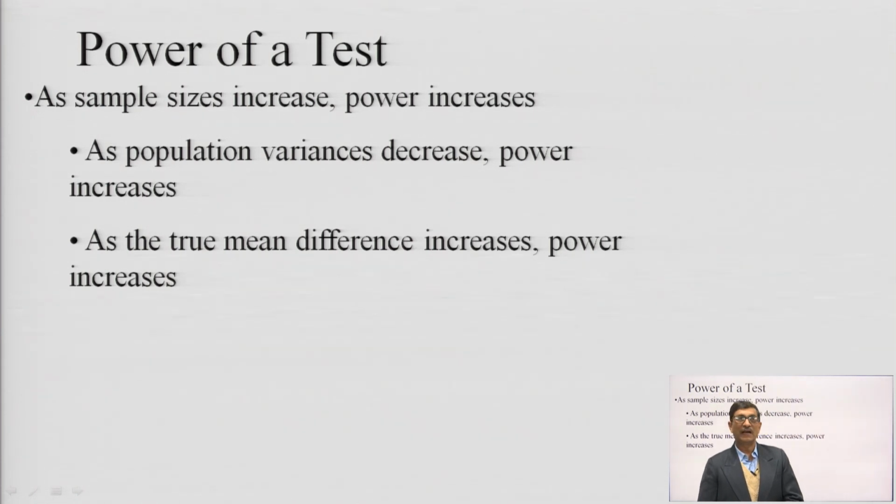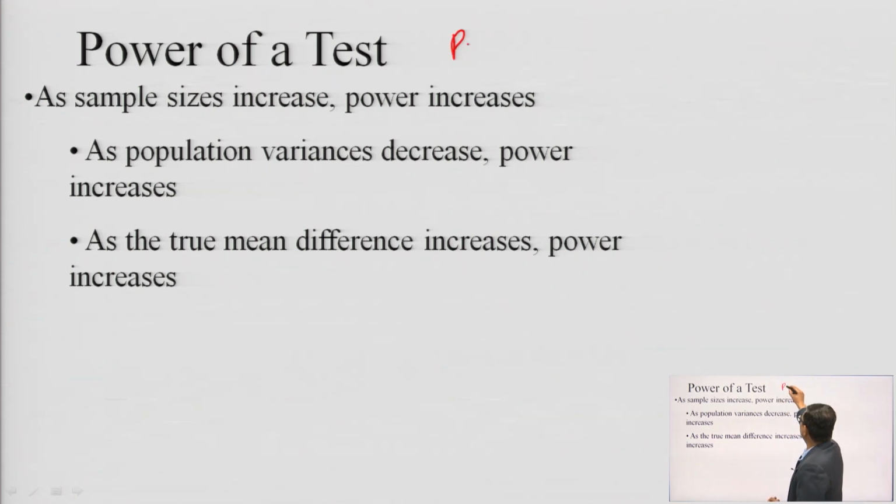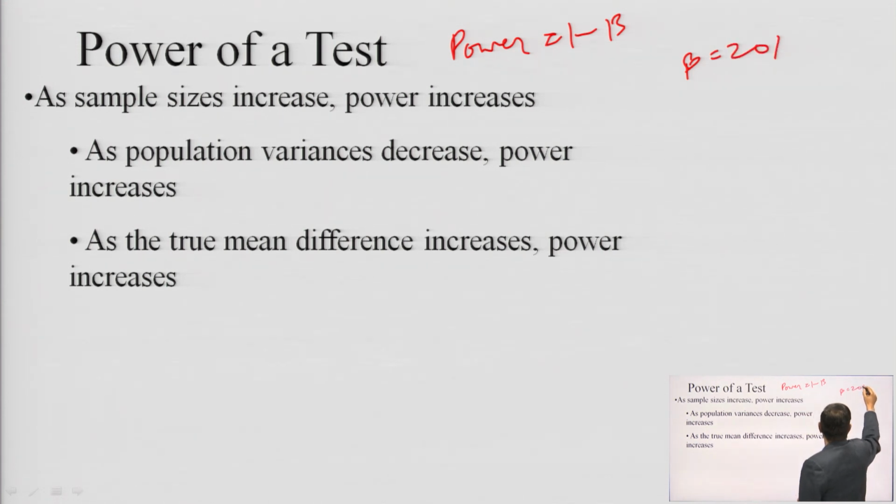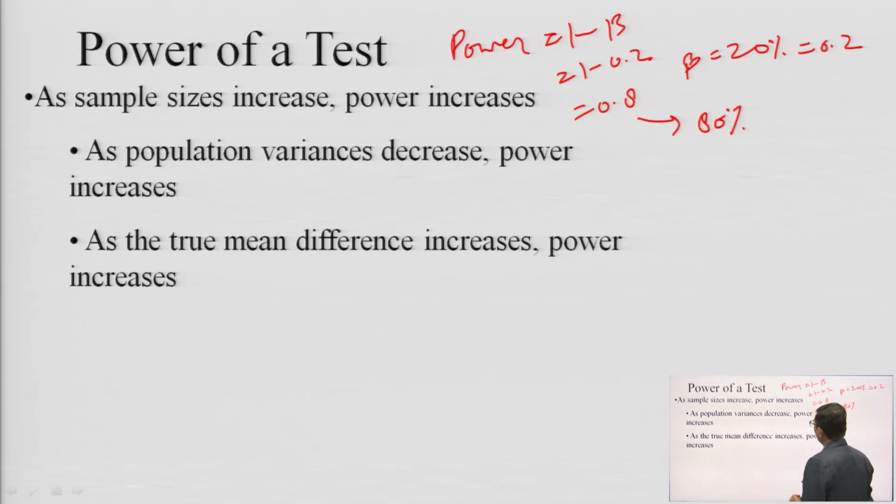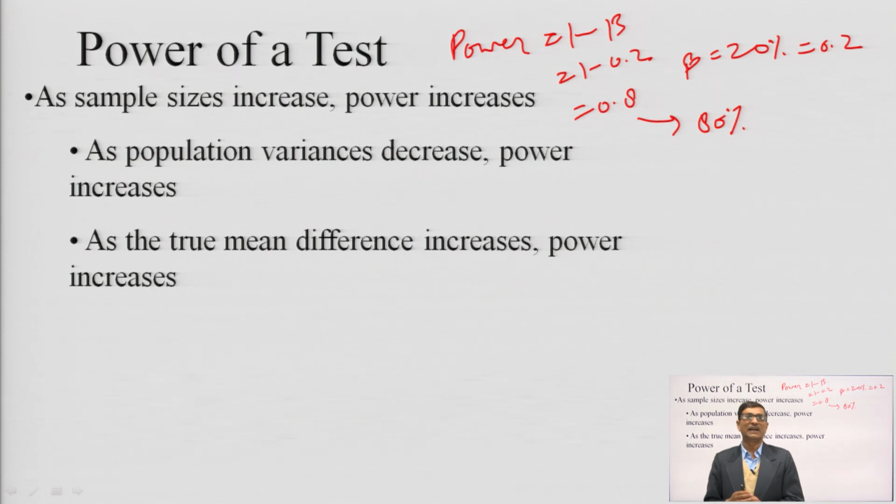As the sample size increases, power increases; as population variance decreases, power increases; as the true mean difference increases, power increases. So, the formula for power is 1 minus beta. If beta is 20%, that means 0.2, so this is 1 minus 0.2, which is 0.8, and the power will be 80%, and if we take beta as 10%, the power will be 90%.